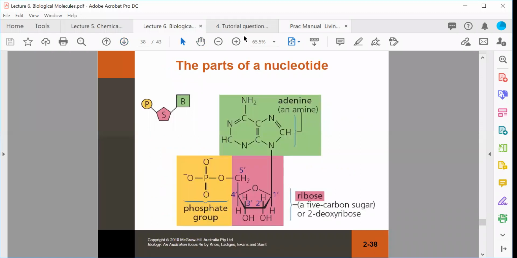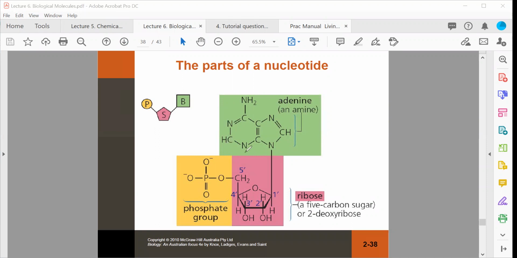All right, so once again, let's look at this general structure of a nucleotide, which makes up DNA and RNA. Here's the nitrogenous base, here's the monosaccharide, S for sugar, and P for phosphate. Altogether, that is one nucleotide. Now let's look at the chemical structure of a nucleotide.